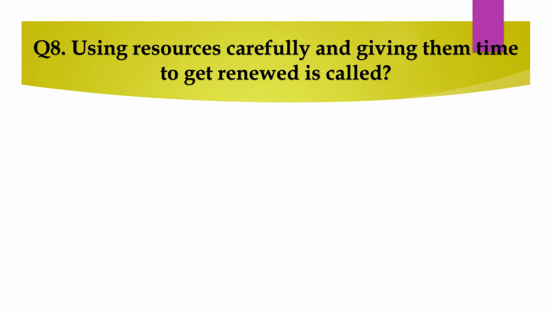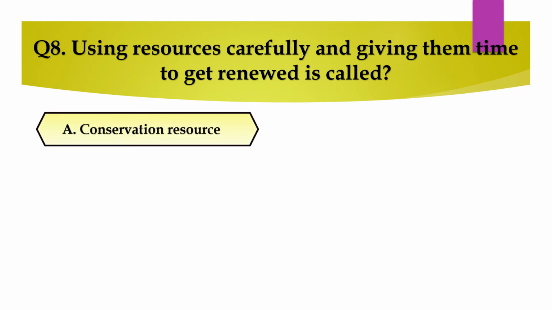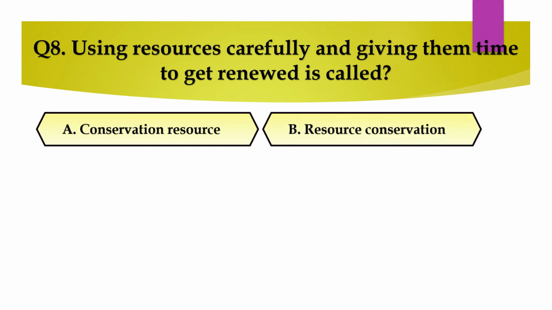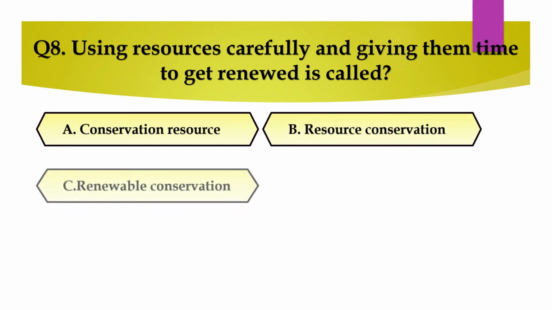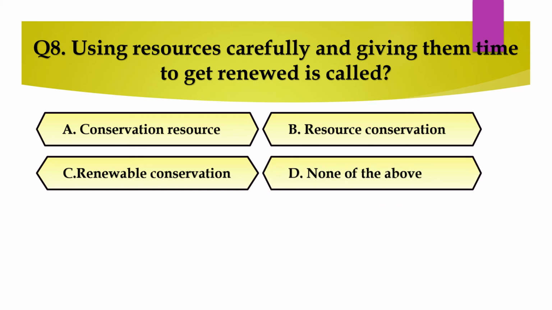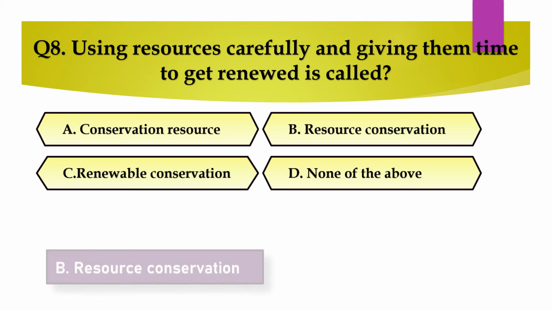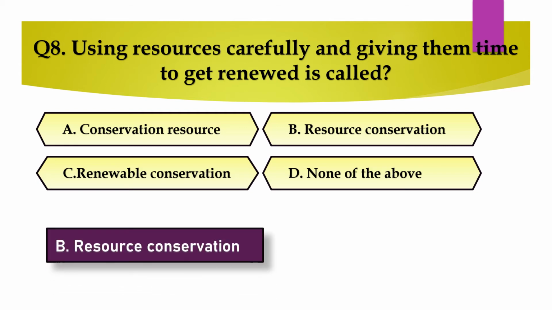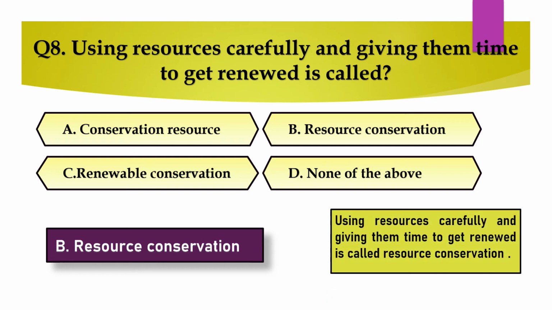Question 8. Using resources carefully and giving them time to get renewed is called A. conservation resource, B. resource conservation, C. renewable conservation, or D. none of the above? It is B. resource conservation. Using resources carefully and giving them time to get renewed is called resource conservation.